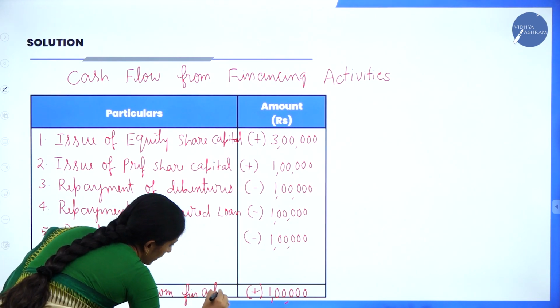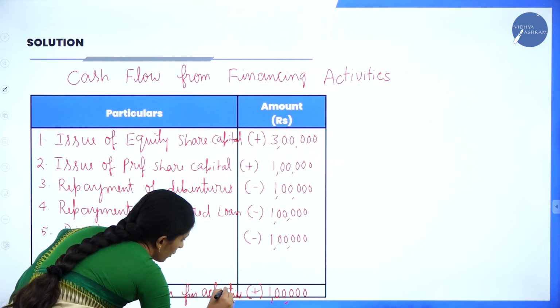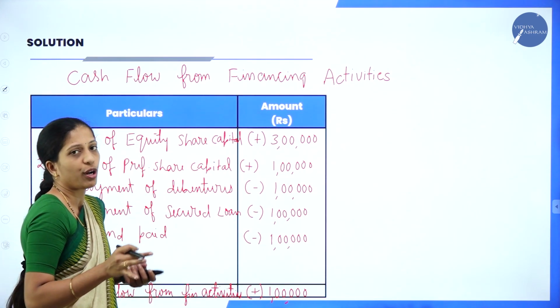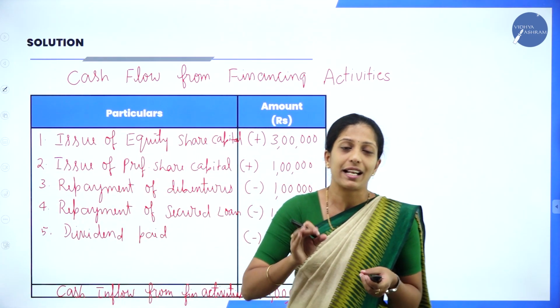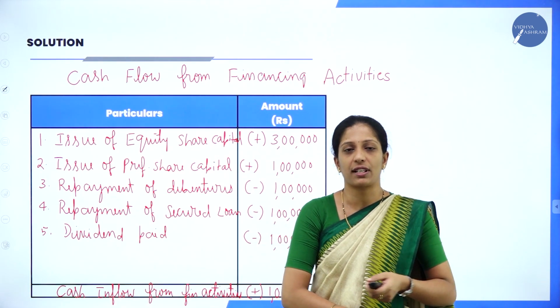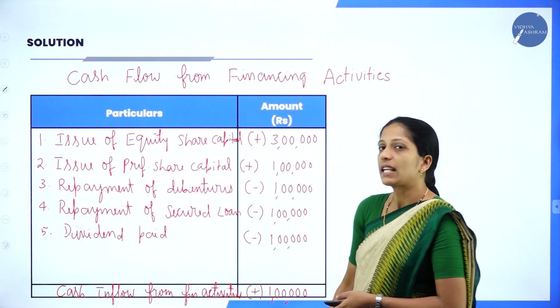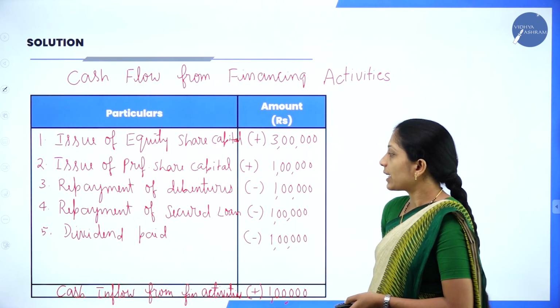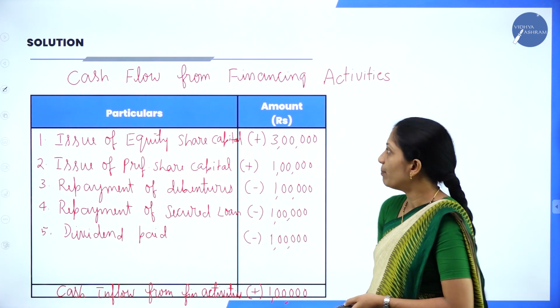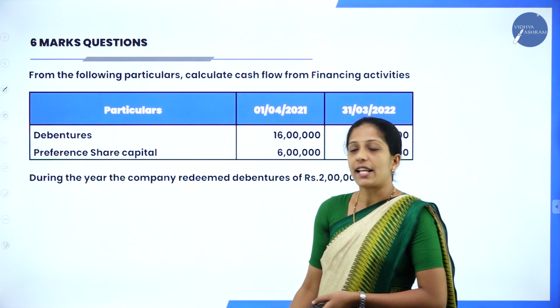Financing activities. So hope you are clear. Very easy problem. Just compare the two years and see whether it has increased or decreased. If it has increased, you take it as plus. If it has decreased, you take it as minus. So hope you are clear with this problem. A very simple problem. Now moving on to the next problem.